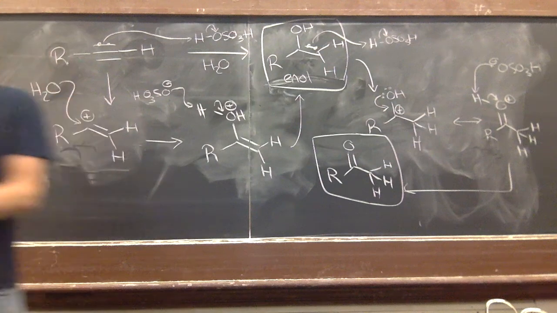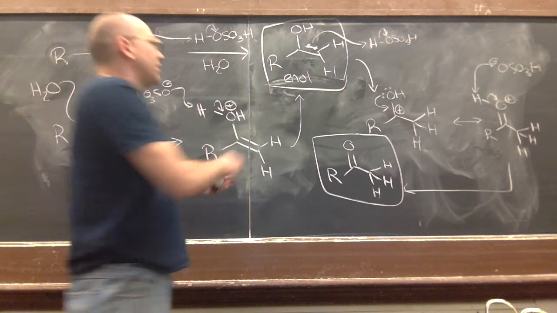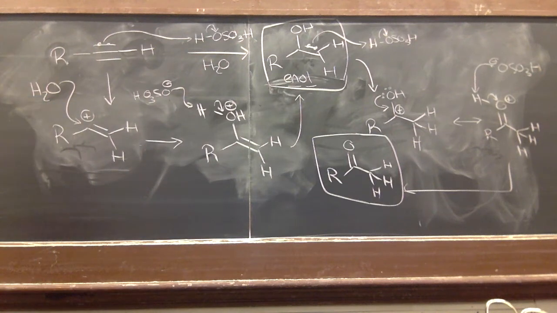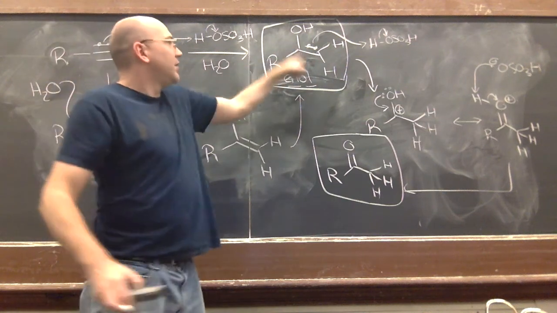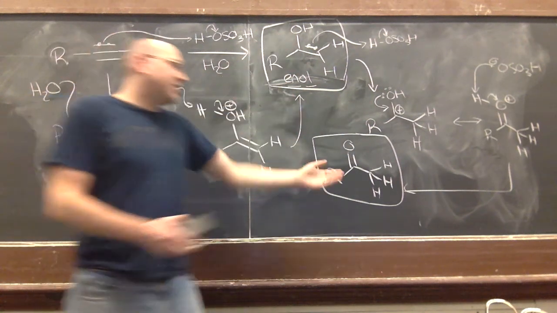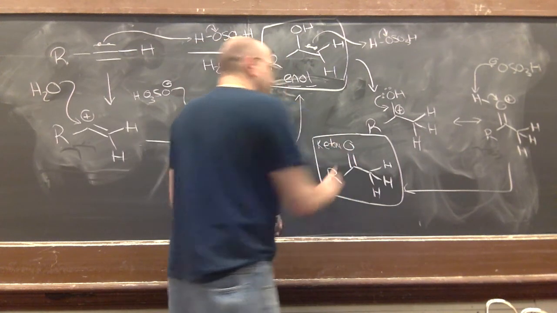This is what we would call an enol. Any ideas why we might call that an enol? You're all saying it right. Say that again, please. Well, so let's look at the two things. Ene, alkene, alcohol. So it's an enol. So it's just the clever name that they came up with. So this is an enol. And this is clearly, I don't know if you guys know this, this is what we would call a ketone.